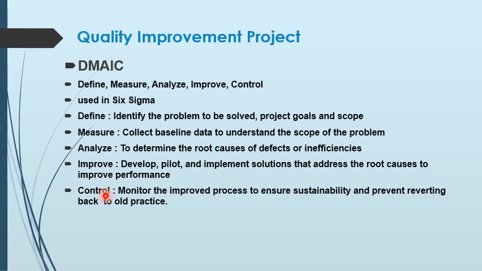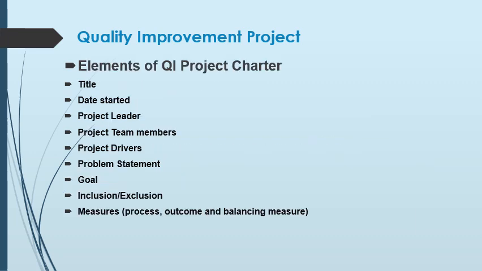Roll out. Control. Control means monitor the improved processes to ensure sustainability and prevent reverting back to old practice. So once you reach the sustainable stage, you have to do small audits to keep it sustainable rather than going back to the old practice.